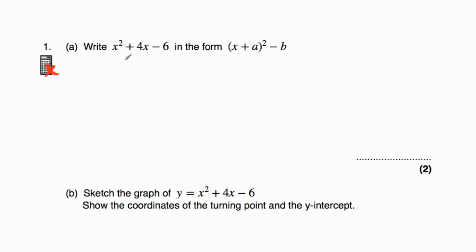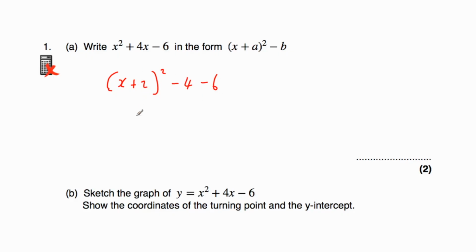Okay, so we've got x squared plus 4x minus 6. We need to write it in this form, so we need to do completing the square. We're going to open up our brackets, put our x, then half the coefficient of x, so half of 4 is 2, so plus 2, and close brackets squared. Then we take away 2 squared. 2 squared is 4, so we take away 4, and then we've still got our take away 6.